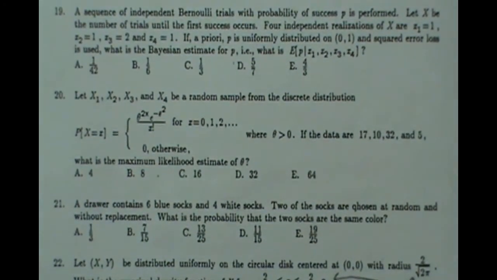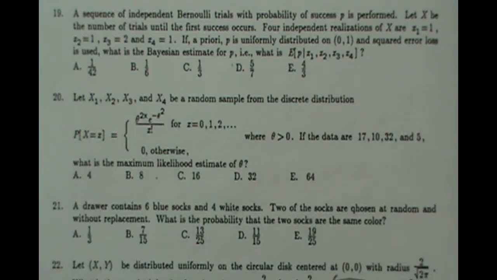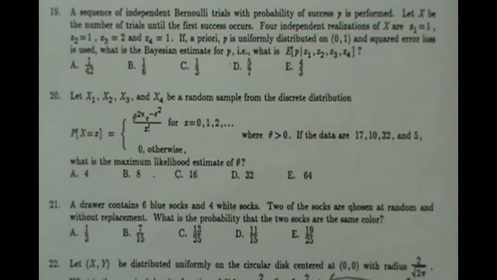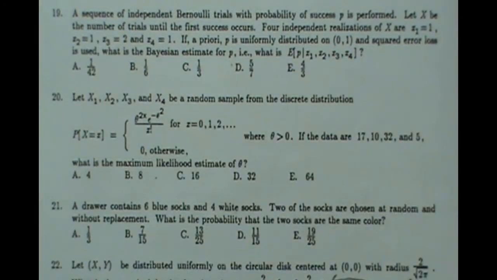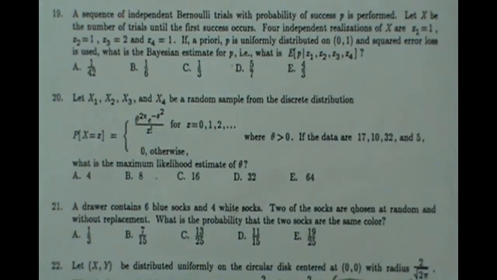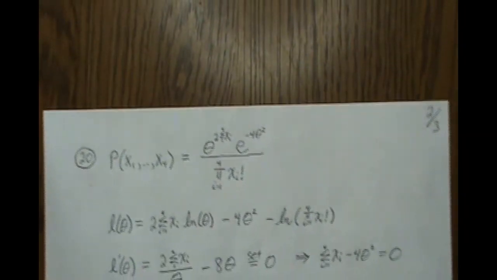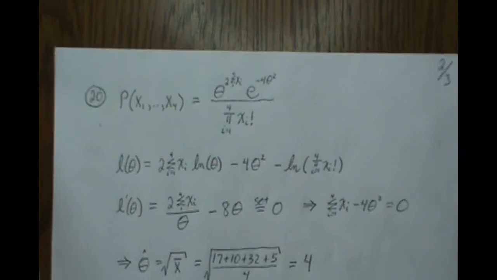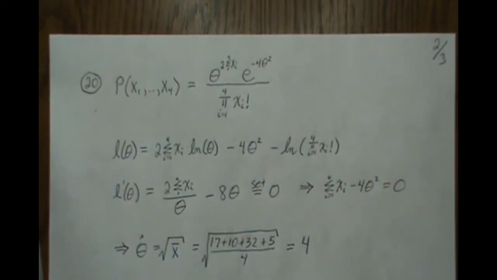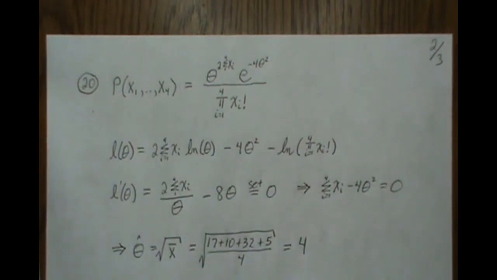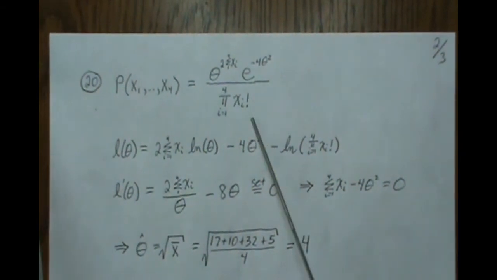Number 20, let x1, x2, x3, x4 be a random sample from the discrete distribution given there. If the data are 17, 10, 32, and 5, what is the maximum likelihood estimator of theta? Number 20, it's find the maximum likelihood estimate, and this is our joint density.